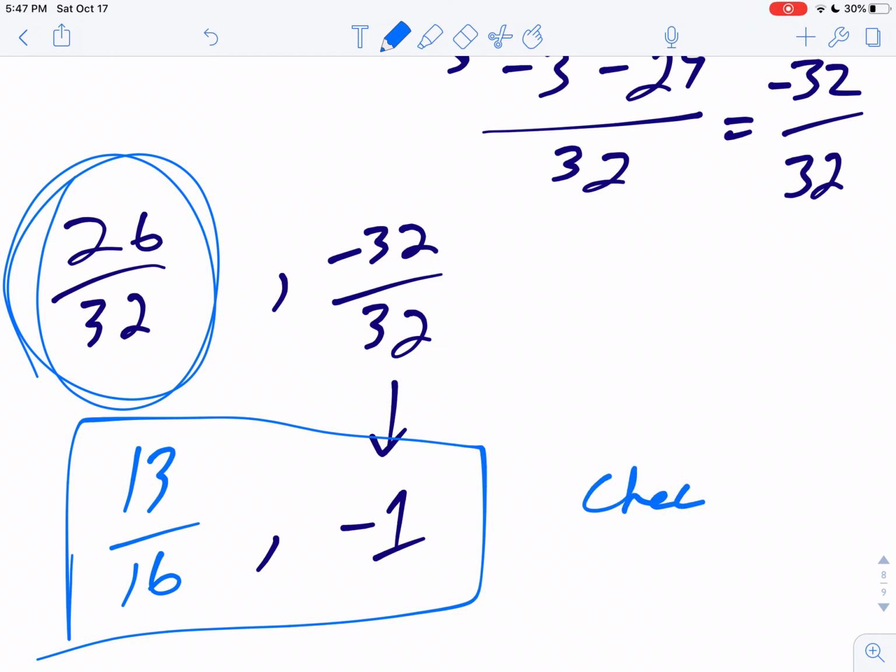Again, you can check them if you wish to, but this fraction is a mess. So I don't usually check my answers in this section, but it's optional.